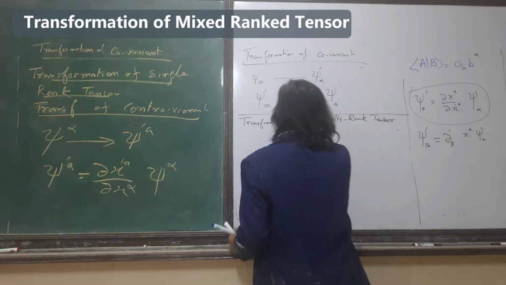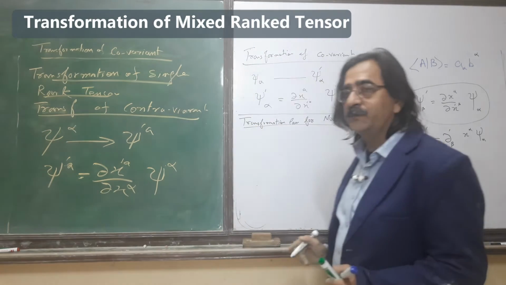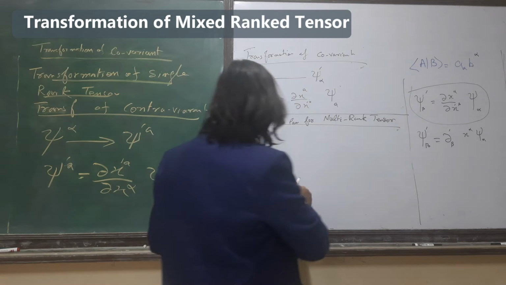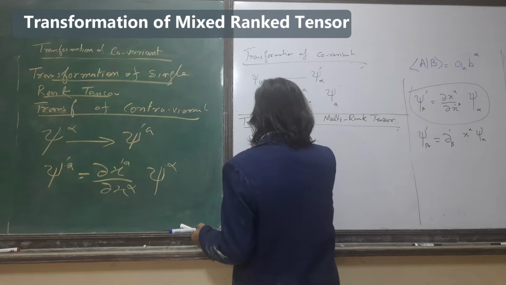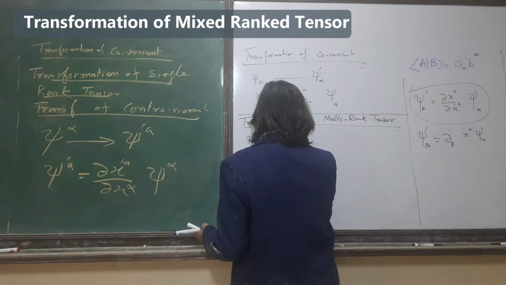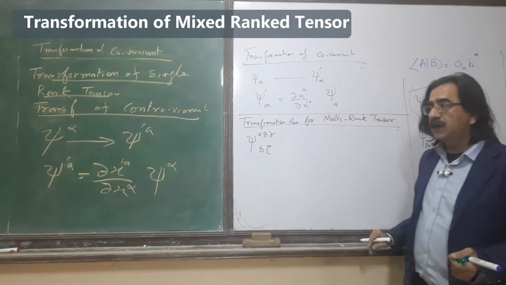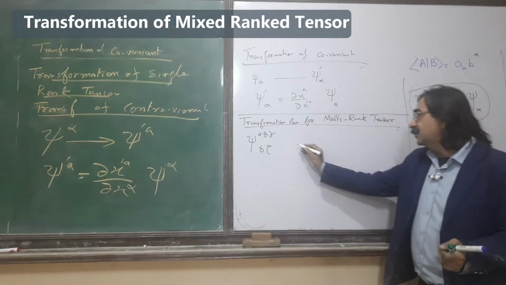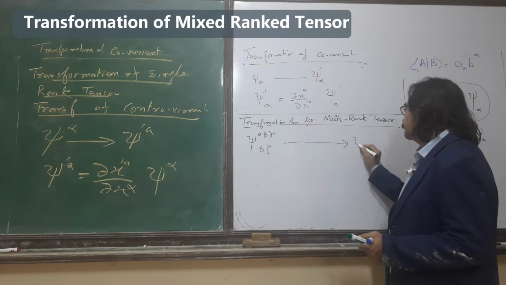Now the question is how the multi-rank tensor will be transformed. This is a mixed rank tensor. Some indices are contravariant, some indices are covariant. How will it be transformed?